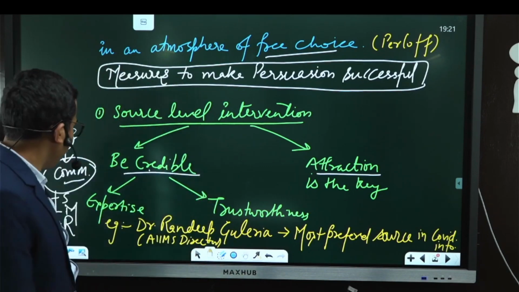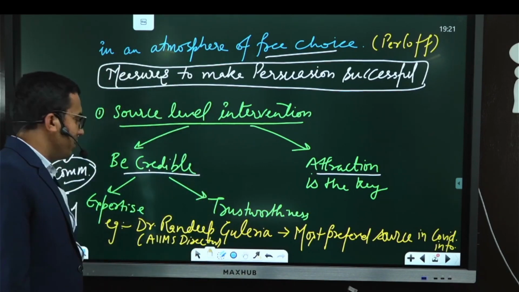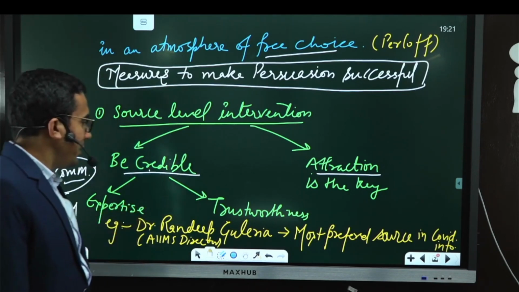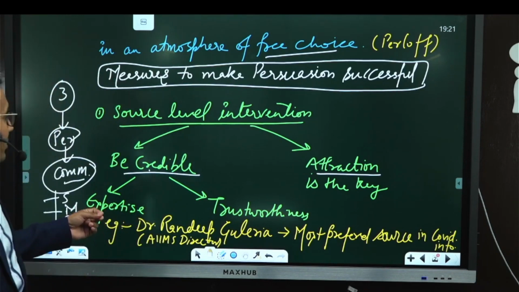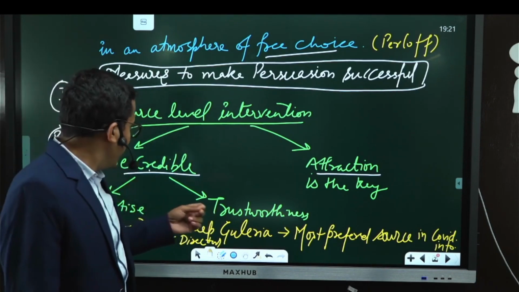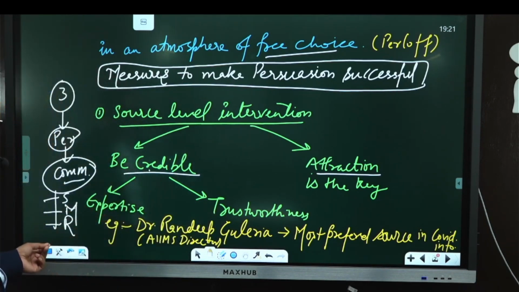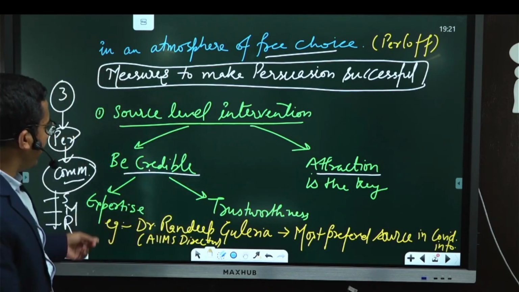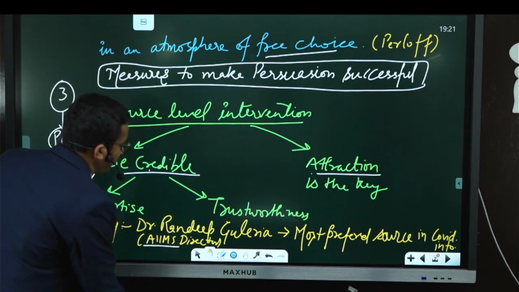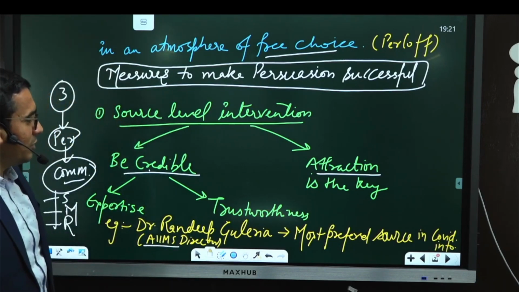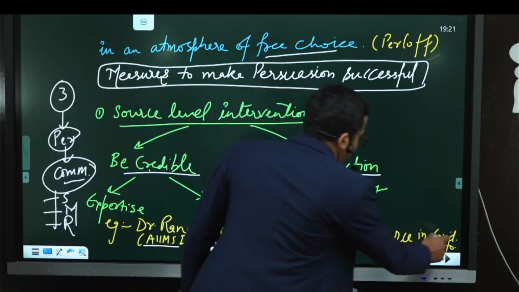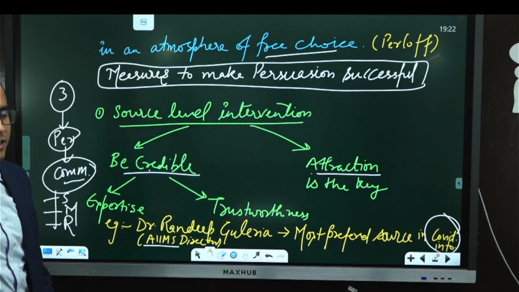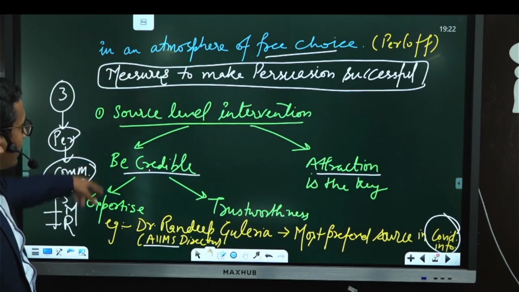Coming to an example, relating it to the recent corona times, Dr. Randeep Guleria, AIIMS director, is a credible source because he knows what's going on, he has the expertise, and people have a belief in him because he belongs to AIIMS, a trustworthy institution. He's the head of it. So that's why he's the most preferred source for COVID information instead of some XYZ politician. So this is the source level intervention.